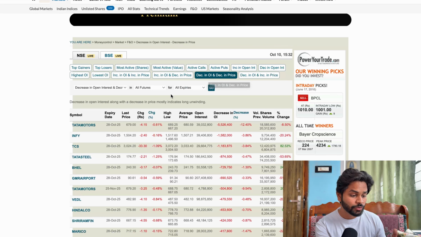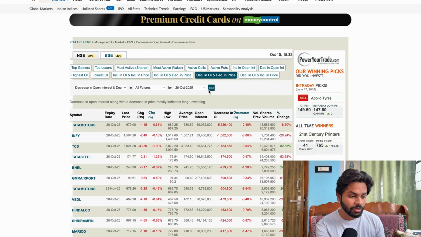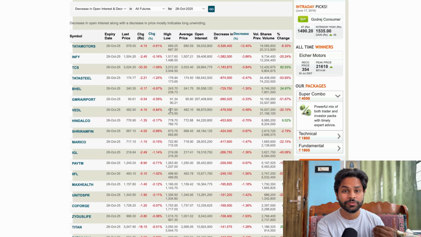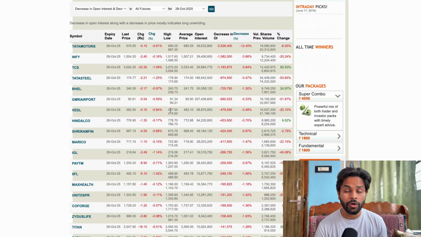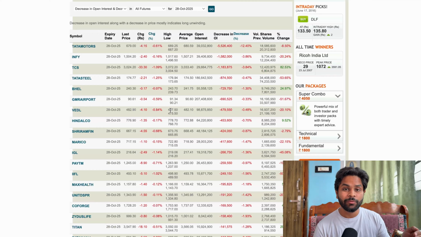So in that, go to expiry, go to 20th October, click on go once. These are the stocks where people no longer believe that stocks will go up, so the stocks usually go down. People are no longer interested in long positions, they will go into cutting their longs. So in that way, the stocks will head towards a downward direction.